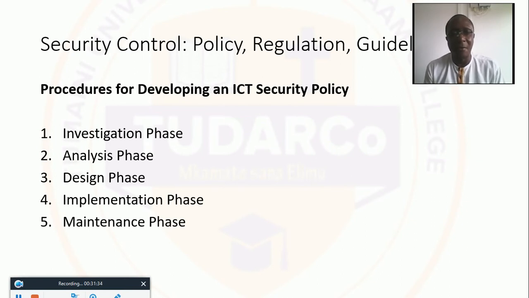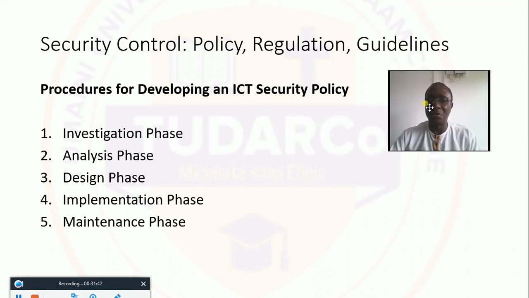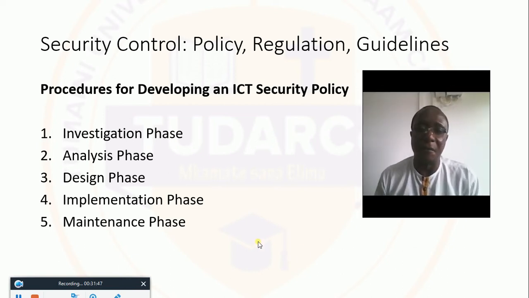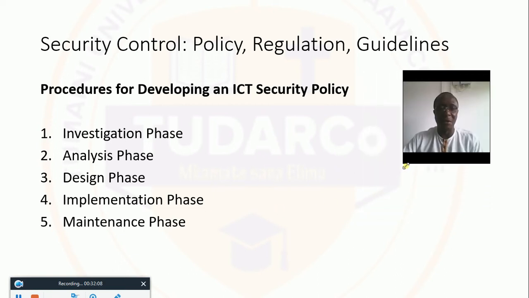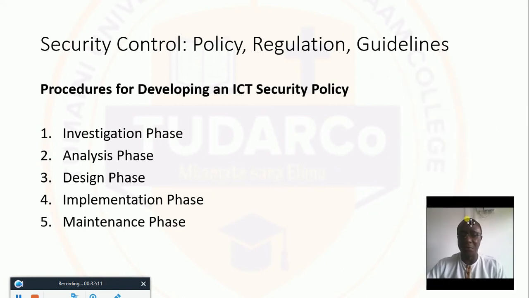Okay, what are the procedures for developing an ICT security policy? I told you there are procedures which you use in developing an ICT security policy. We have 5 procedures: investigation phase, analysis phase, design phase, implementation phase, and maintenance phase. These are the procedures which we go through when we design an ICT security policy.